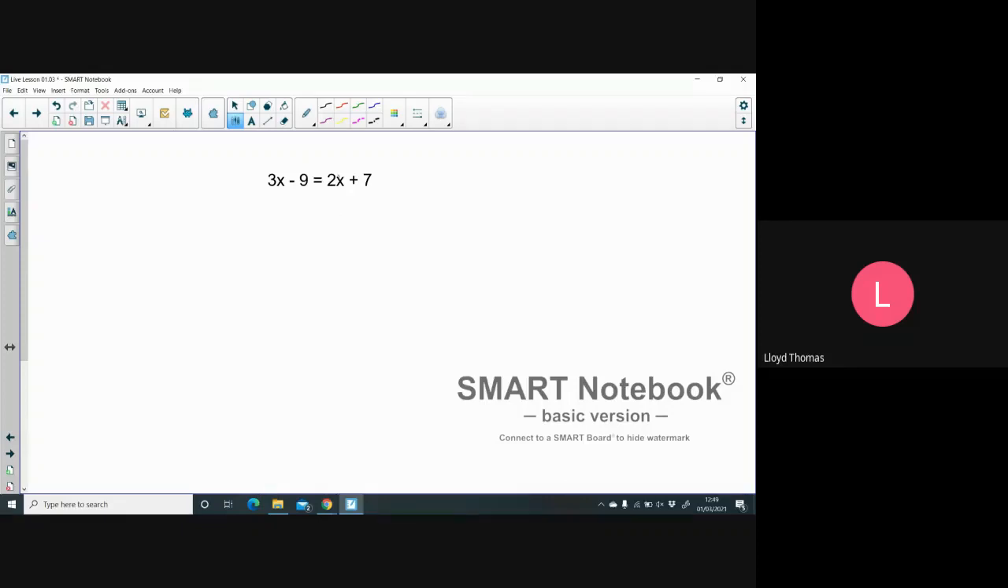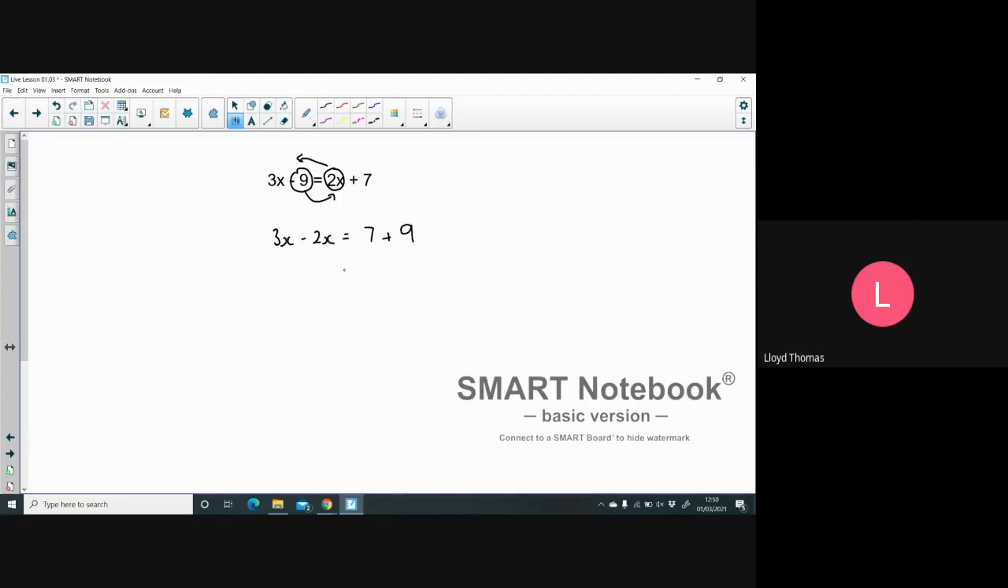That's because if I move things around, I want to move this 2x to the left, and I want to move -9 to the right. Good to hear, Nia. Well done. So I move those over. So 3x stays there, but now it's joined by take away 2x. And I have 7 on the right, but now it's joined by the -9, which becomes a +9.